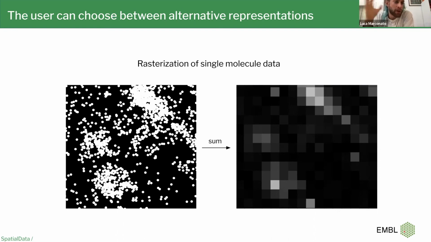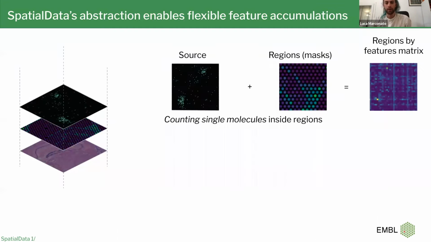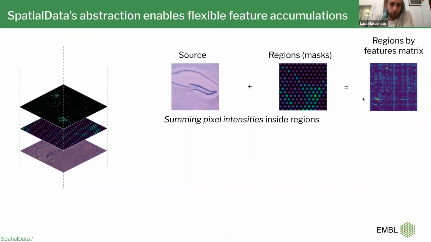Sometimes you start with spatial data and you need to obtain a non-spatial summary, a matrix of features that you can then process with non-spatial methods. And we already saw an example of this before in the introduction, which was when you have single molecule data and you have some regions. And then you want to count the number of points inside each circular region, and you obtain a feature matrix. So this is an operation that we support, but we support it also more generally.